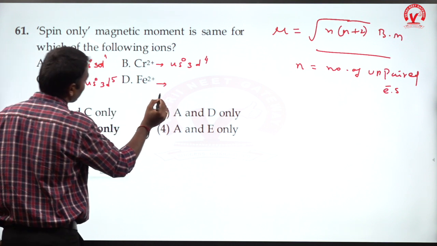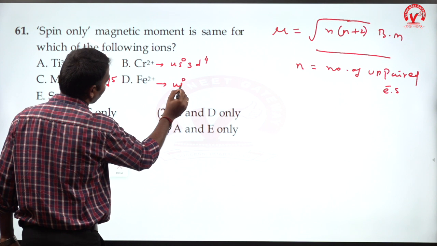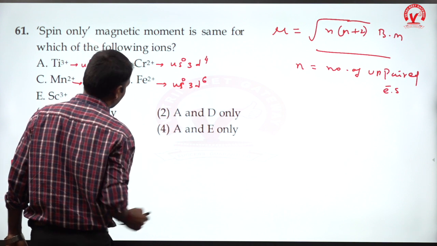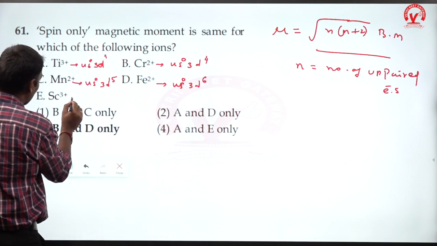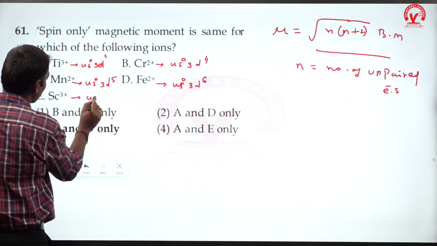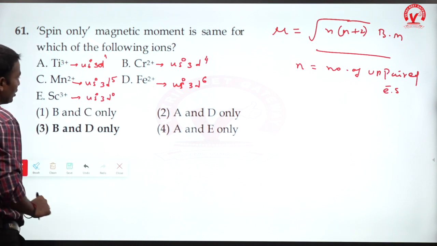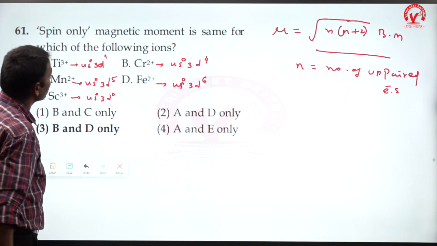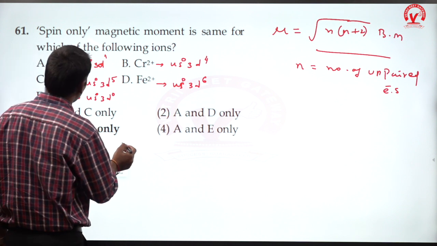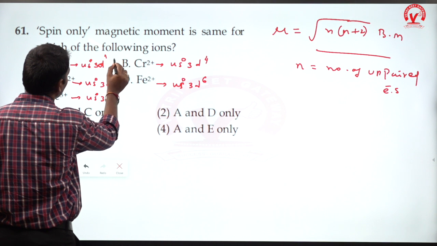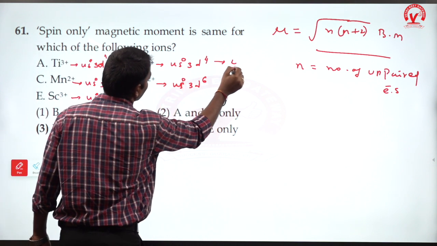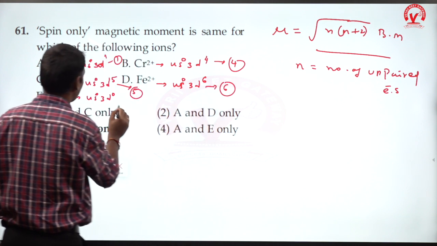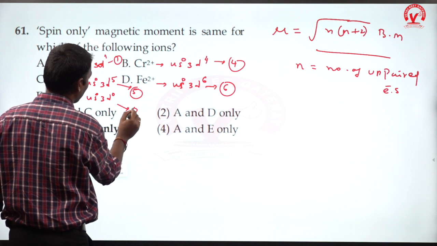Then Fe2+: argon 4s0, 3d6. Scandium is atomic number 21, 4s0, 3d0, both are 0, right? D0 electronic configuration. So same n value means magnetic moment also same. Here 1 unpaired electron, here 1 unpaired electron, here 4 unpaired electrons, here 5 unpaired electrons, here 6 unpaired electrons, here 0 unpaired electrons, here 0 unpaired electrons.